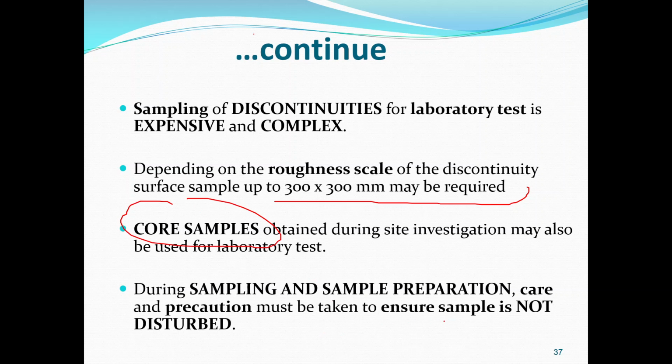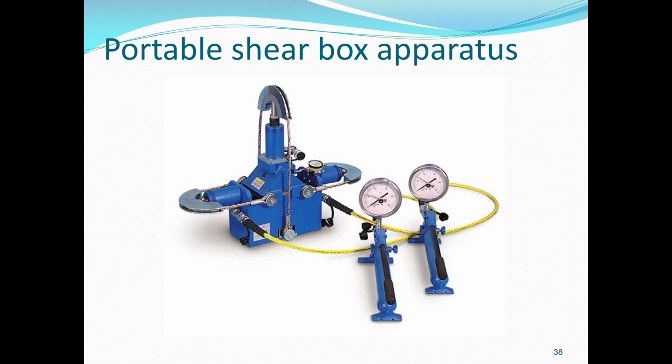So a precaution must be taken. The problem of this shear test is the sampling issue, because we have to do the sampling on the fractured joint area. So if we have a joint like this, how do we get the sample on this fractured area?